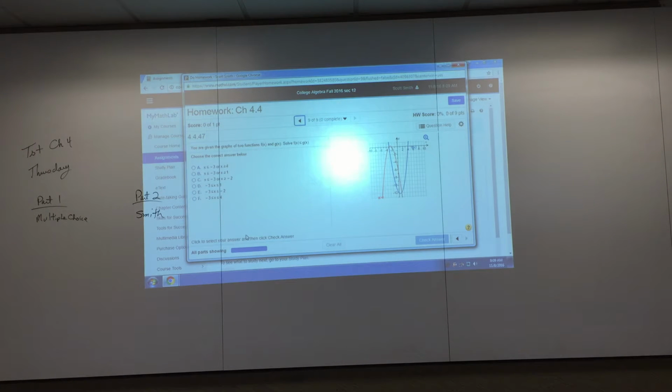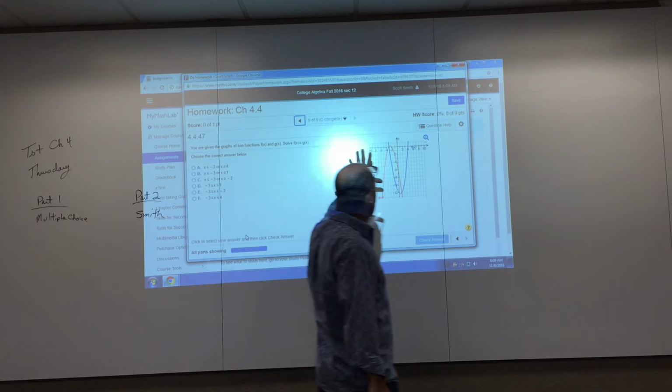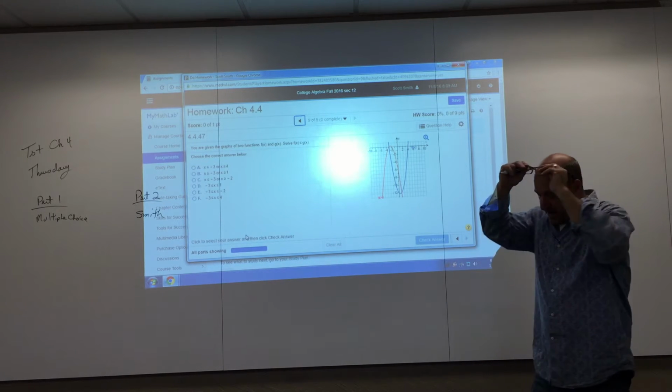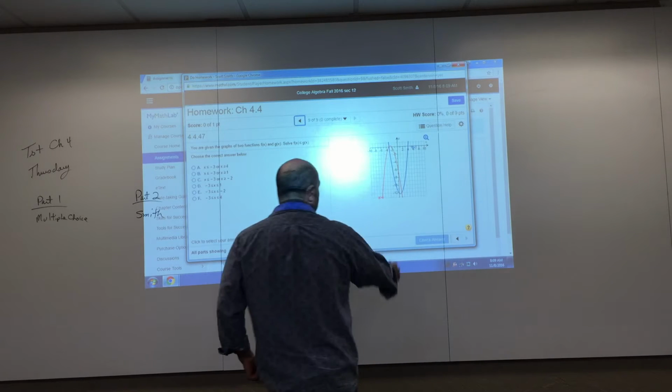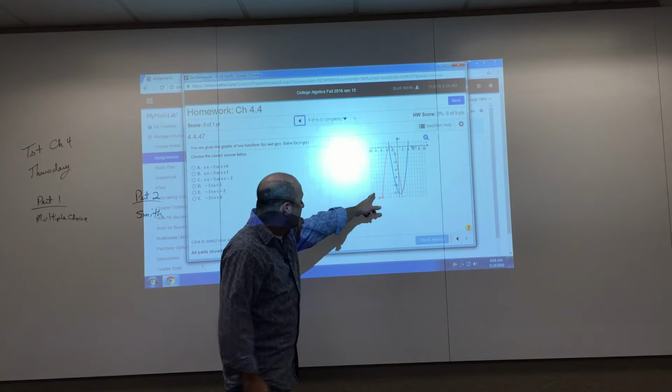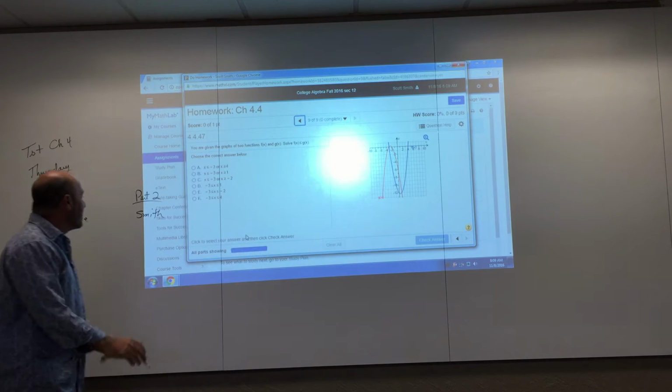This is the last question in the homework. In 4.4, the very last question is this. I kind of alluded to this last class at the end of class. Can we look at these pictures? The blue guy is F. The red one is G. I don't know how good that shows up.